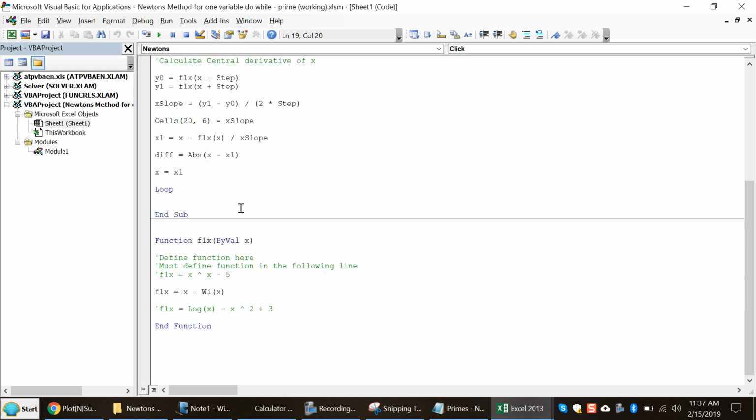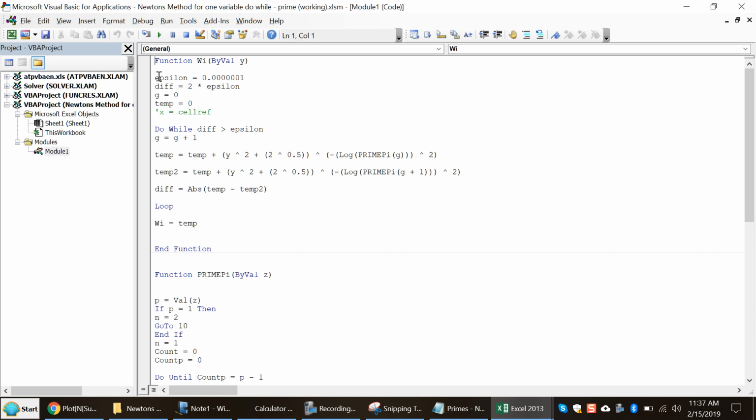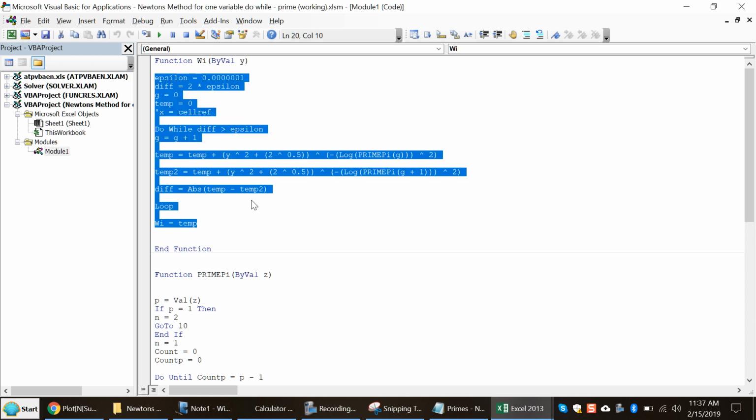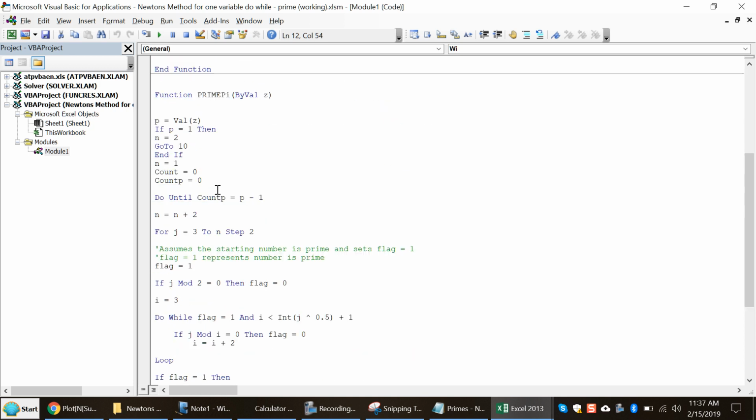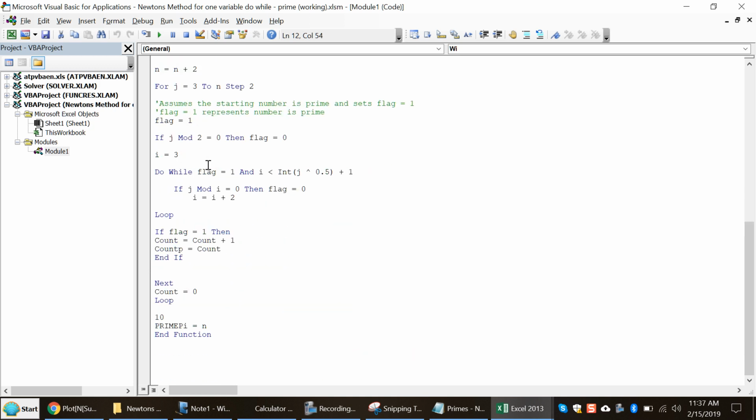So the function is just this. It's f1 of x is equal to x minus w of x. And I define w of x right here. So the way I actually calculate this big summation is just this function. I call this prime pi, okay? So prime pi is a function that I created, okay?